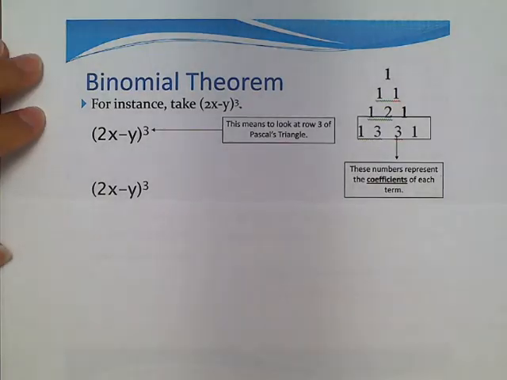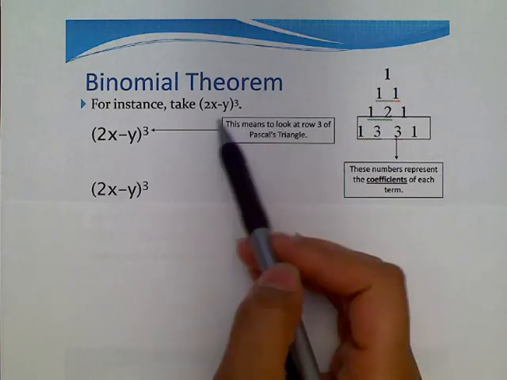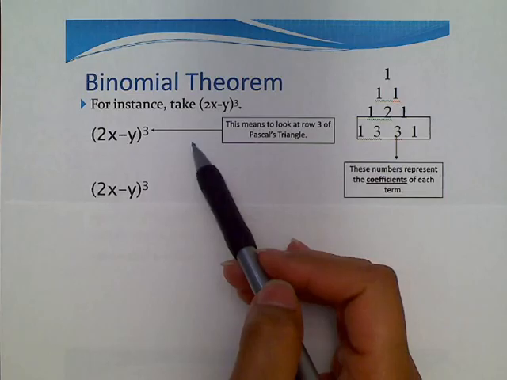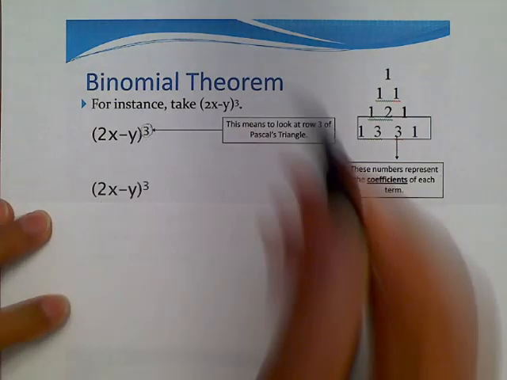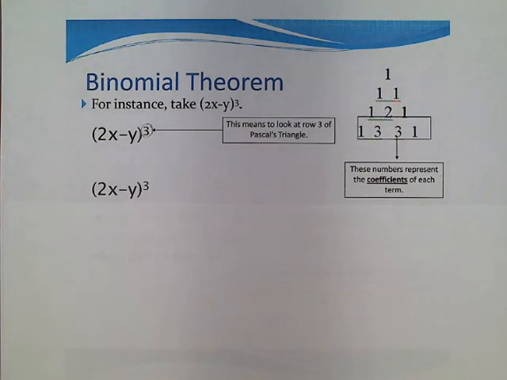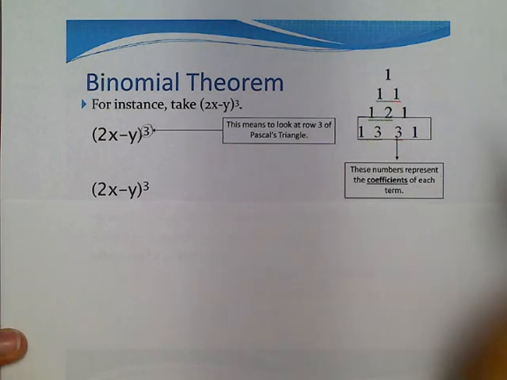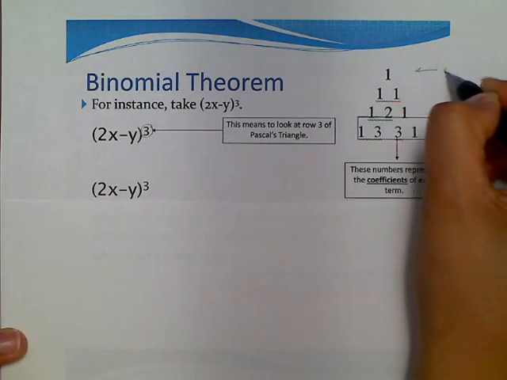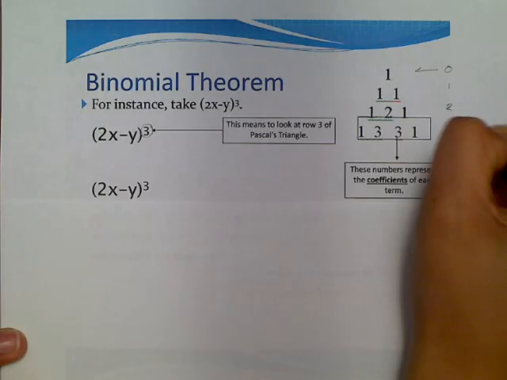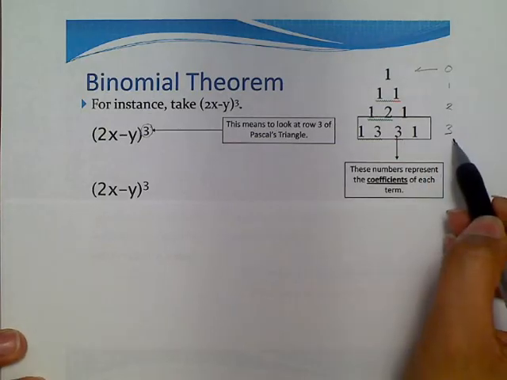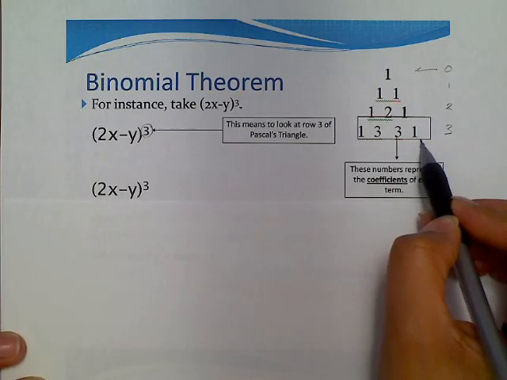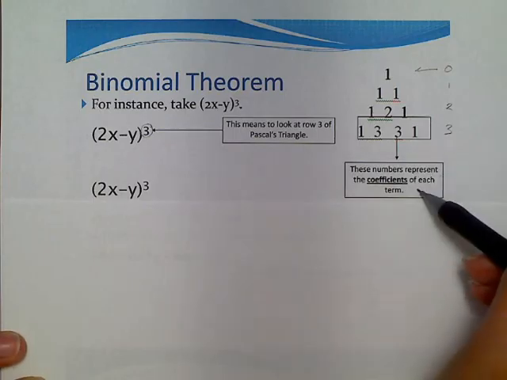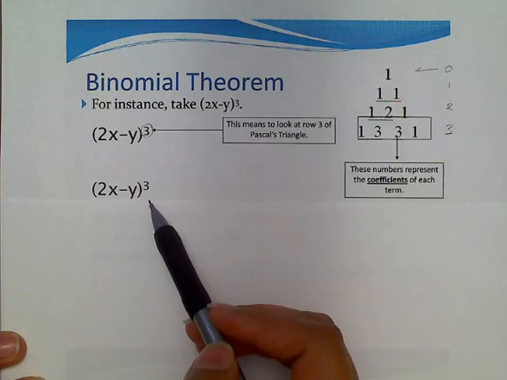So for instance, if we have 2x minus y to the exponent 3, because we have an exponent of 3, this tells me to look at row 3 of Pascal's triangle. And remember how to label your rows: that's row 0, row 1, row 2, row 3. In row 3 of Pascal's triangle, I have the terms 1, 3, 3, and 1. And these represent the coefficients of each of the terms in the expanded form of this binomial power.